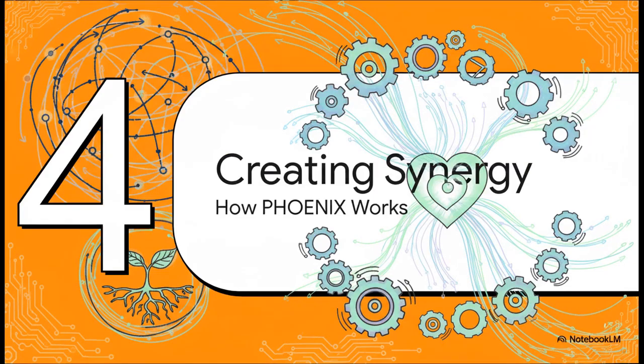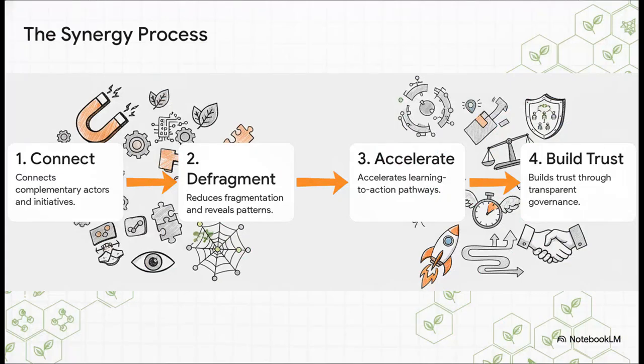Okay, so how does it actually work? How does a platform like this create the kind of coherence and synergy we've been talking about? The process really creates this powerful, virtuous cycle. So first, it connects the right people and projects. Then, by helping everyone see the whole system, it starts to break down those silos and defragment our efforts. This speeds up the learning process, so what works in one place can be copied and adapted quickly somewhere else. And the whole thing is built on a foundation of trust, which is powered by totally transparent governance.